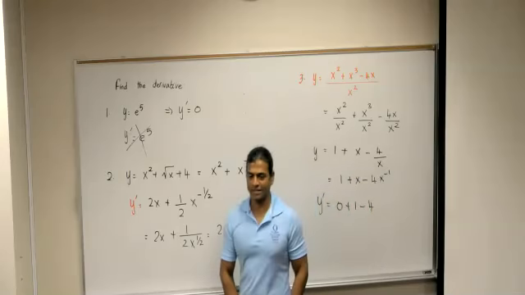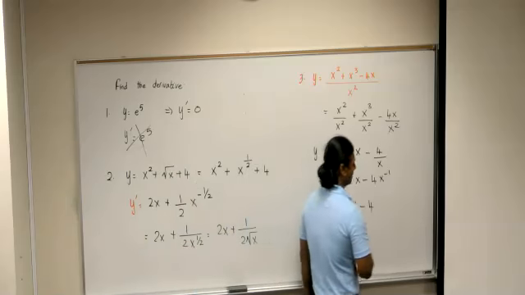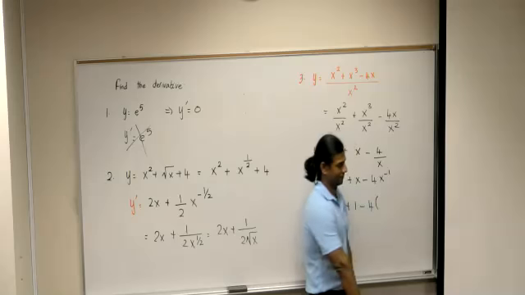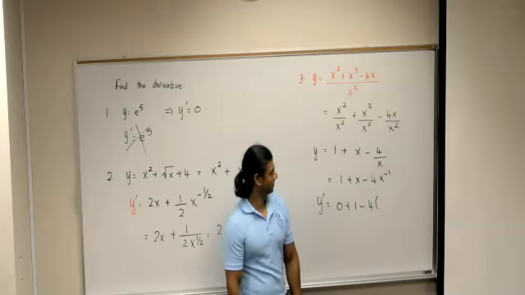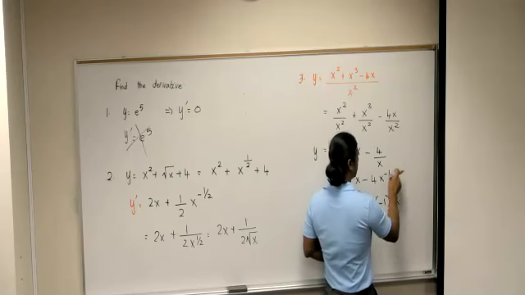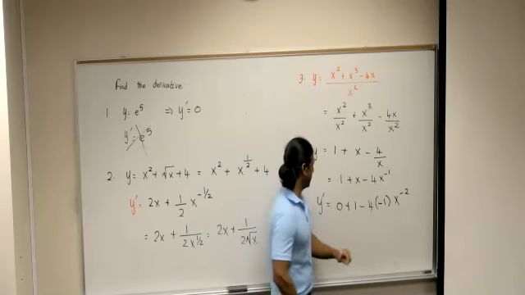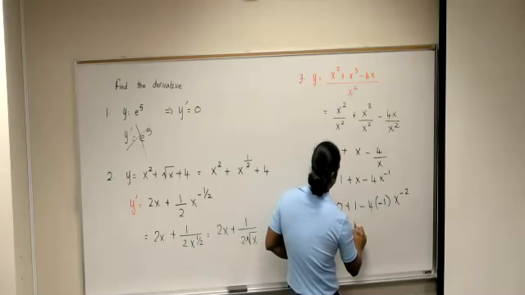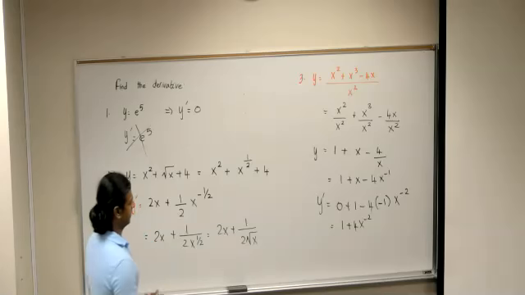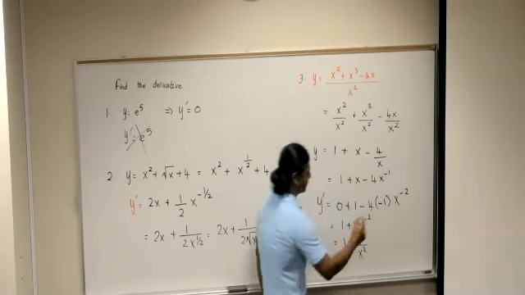What happens when I take the derivative of x raised to negative 1? Negative 1, x raised to negative 1 minus 1, negative 2. So negative times negative is positive. So I will have 1 plus 4 x raised to negative 2. I don't like negative stuff, so I'm going to move it to the denominator.